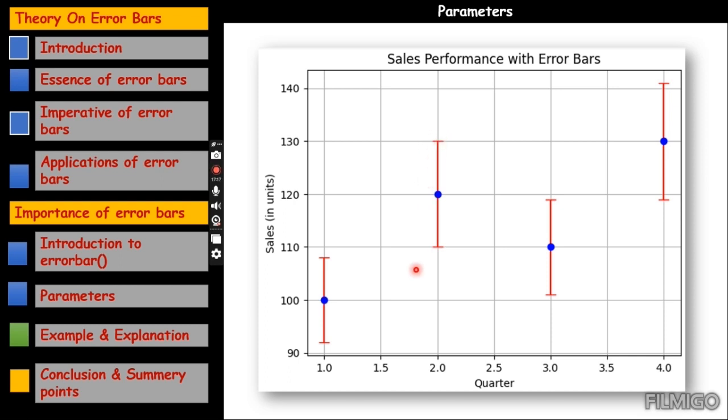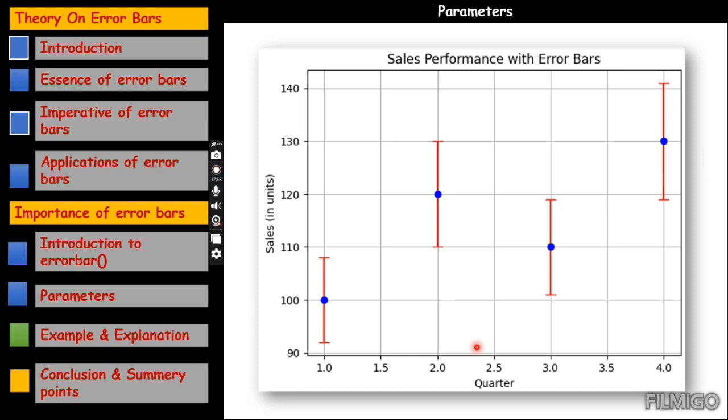We customize the plot by adding labels to the axes, plt.xlabel and plt.ylabel, giving a title to the plot with plt.title, and enabling grid lines with plt.grid(True). Finally, we display the plot using plt.show. This stunning example visualizes the sales performance of the company over different quarters, highlighting the uncertainty associated with each sales figure through error bars. The vibrant colors and clear presentation make it easy for viewers to interpret the data and understand the variability in sales performance.